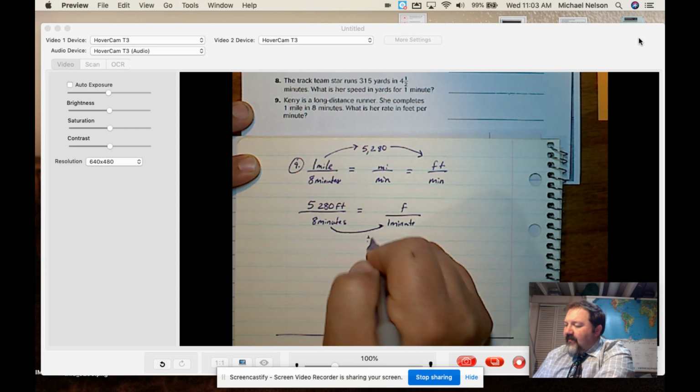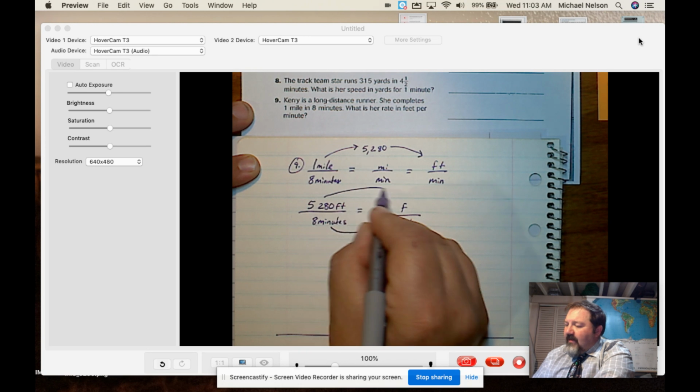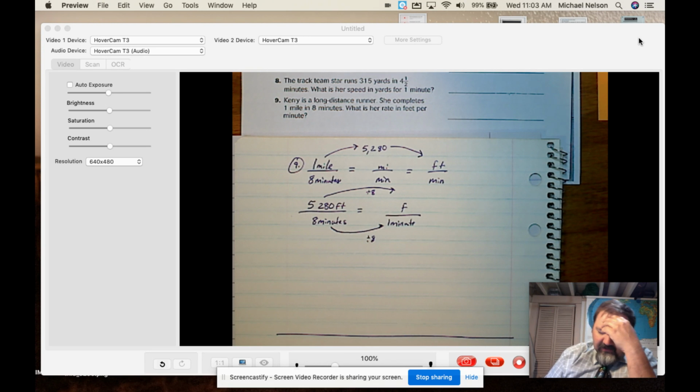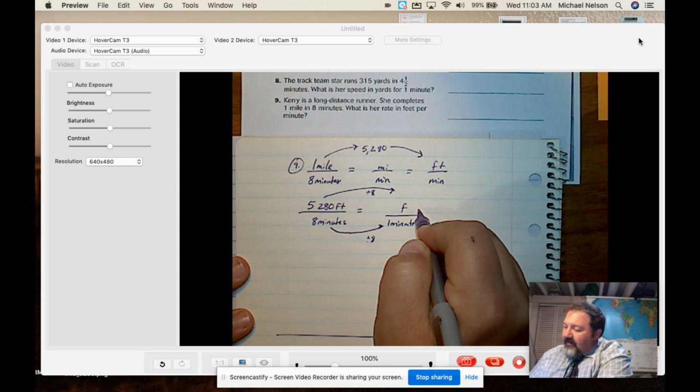Yeah, you're actually going to divide by 8. So you need to do that to your top number too. You're going to divide by 8. So 5,280 divided by 8 is 660 feet.